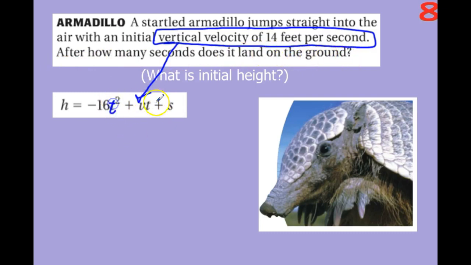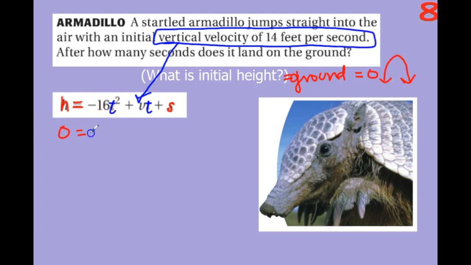You're never, ever, ever going to plug something in for t. T will always be t. That's what you're going to try and figure out. So s is our initial starting height. If they don't tell you, you can assume it's on the ground, which is a height of 0. You can also assume that if you're jumping off the ground, you're also going to land back on the ground. So our height at the end is also going to be equal to 0.